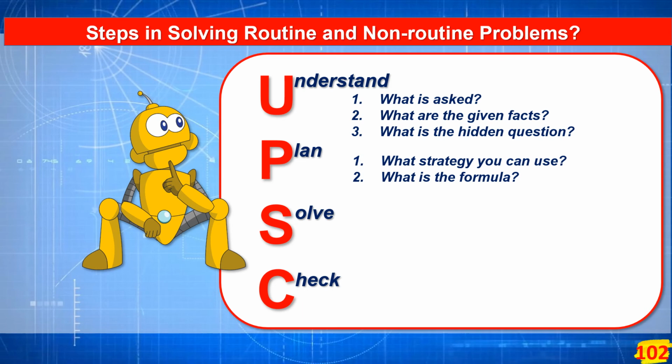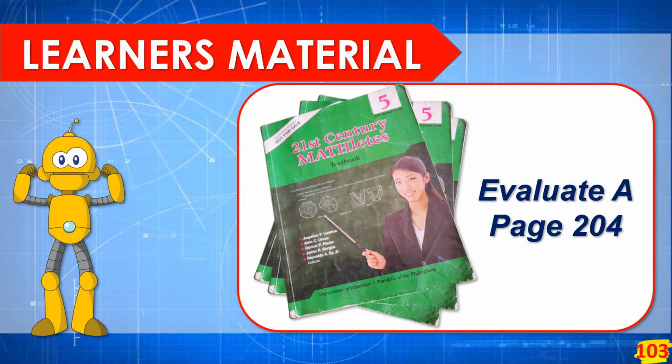Again, here are the steps. Step 1, understand. What is asked in the problem? What are the given facts? What is the hidden question, if there is any? Step number 2, make a plan. What strategy can you use to solve the problem? What is the formula? Next is step number 3, solve. And finally, step number 4, check your answer. Well done, grade 5 learners.